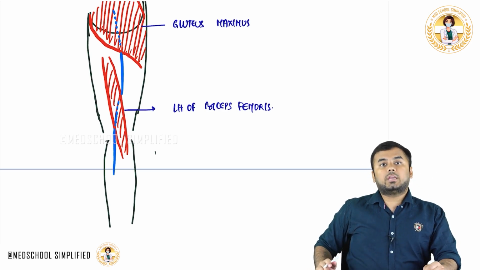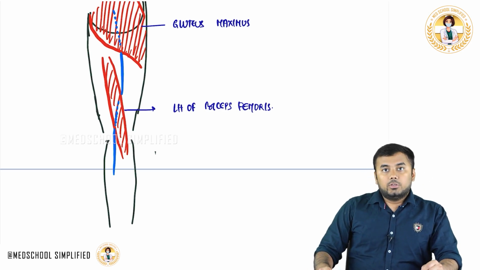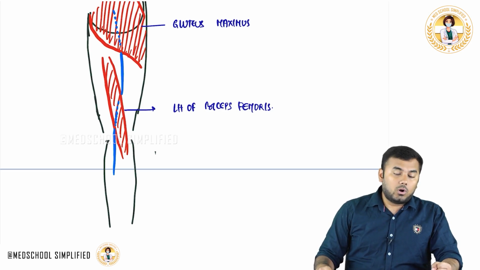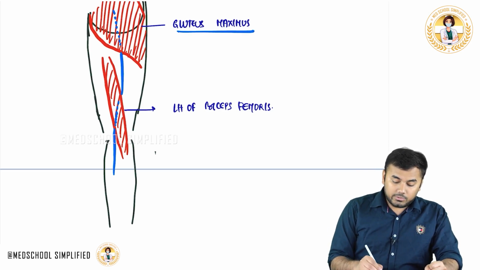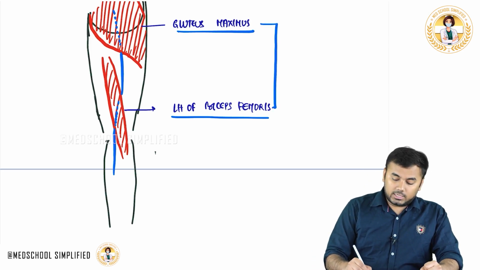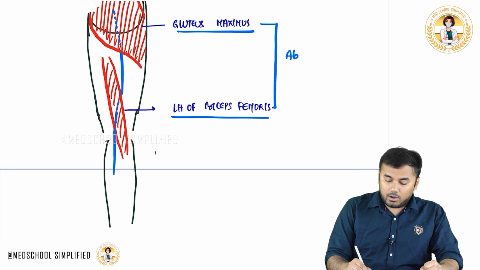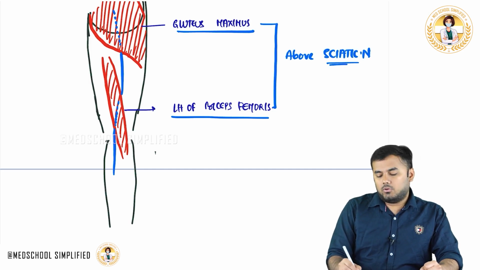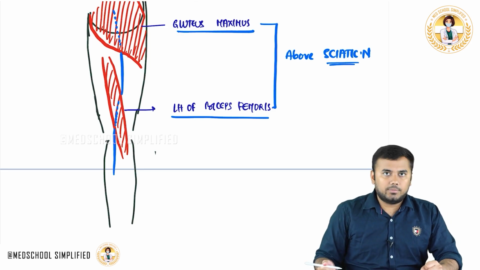So this nerve over here is your sciatic nerve. So sciatic nerve is passing below what? It is passing below gluteus maximus and long head of biceps femoris. Right, so these two are the structures that are passing above the sciatic nerve. Above the sciatic nerve or sciatic nerve passing below them, both of them are the same, right?